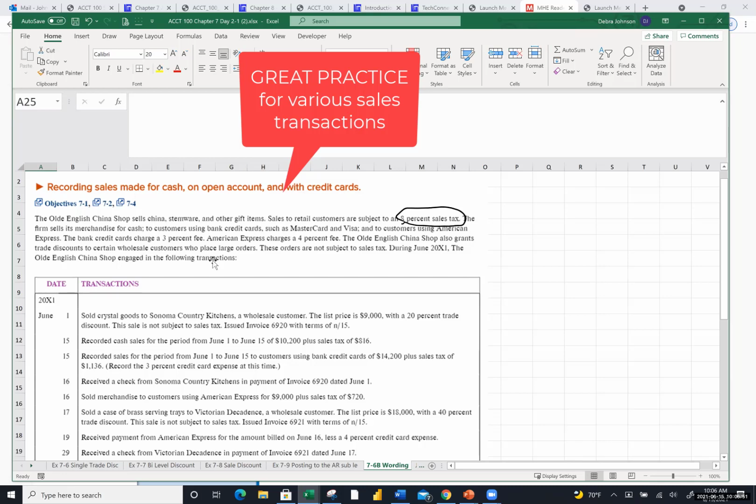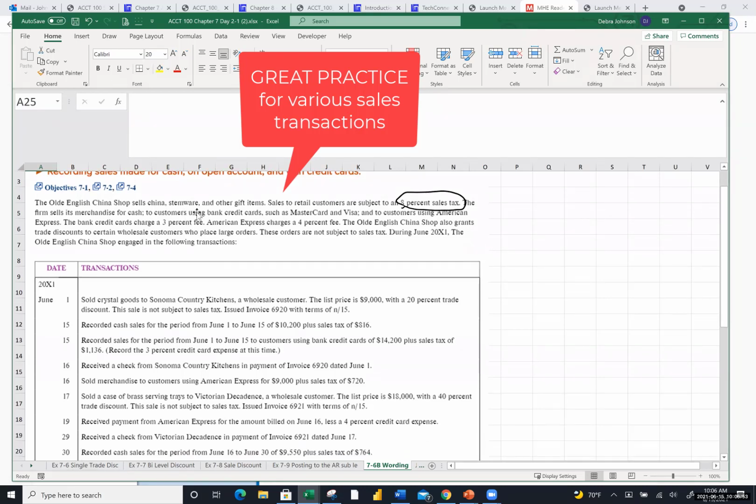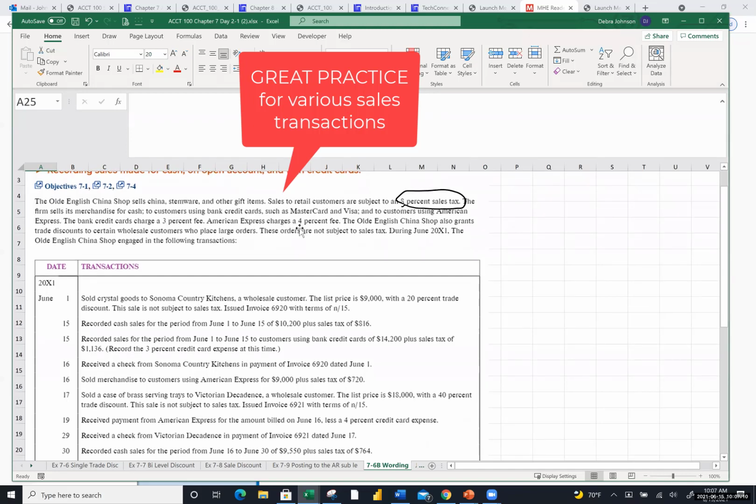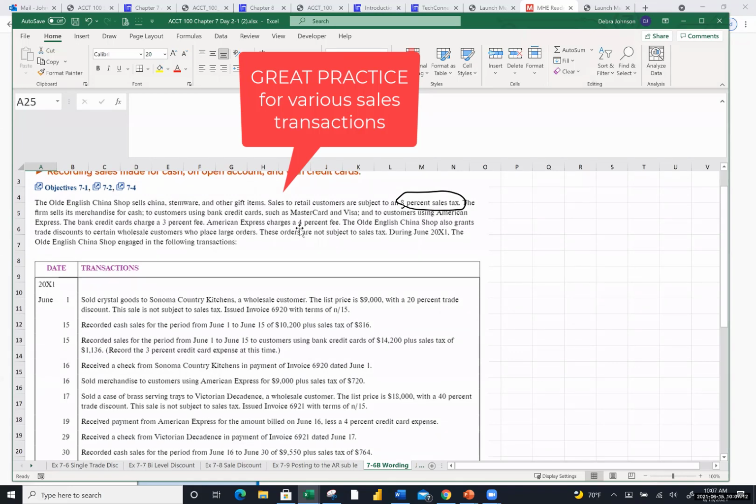Sales to retail customers are subject to an 8% tax. I'm going to circle that. We got a state that has an 8% sales tax. The firm sells its merchandise for cash to customers using bank credit cards, such as MasterCard and Visa, and to customers using American Express. That's a non-bank credit card. One gives you cash right up front, one does not. The bank credit card charges 3%. American Express charges 4%. Those are typical fees.